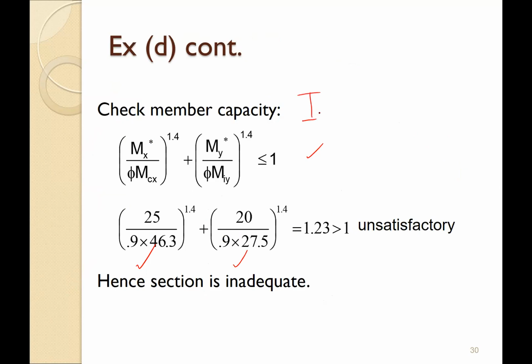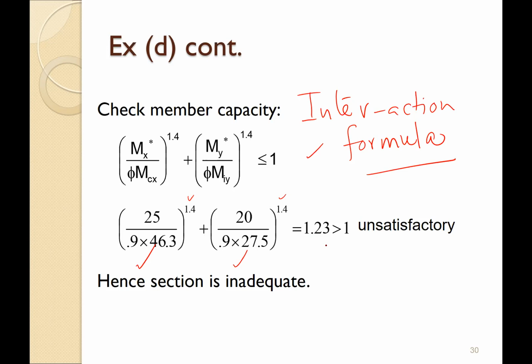Okay. So once we have calculated this, now we use this expression, which is basically the interaction formula. It's worth writing. That's an interaction formula. Once you substitute, you get, well, you don't have to remember, you're using the expression from the standard, but just be careful that there's a power of 1.4 there. So this is 1.23, which is greater than 1. That means this is unsatisfactory. That means you have to revise the section.